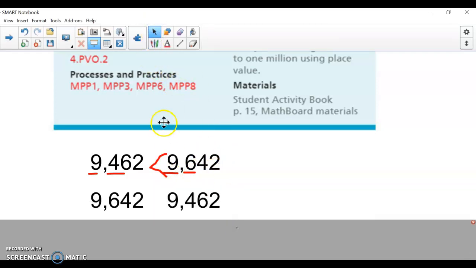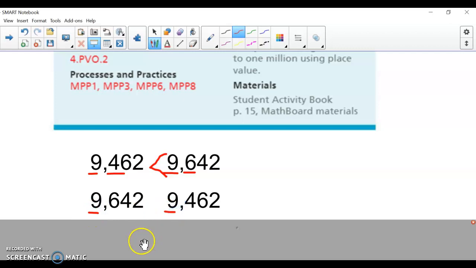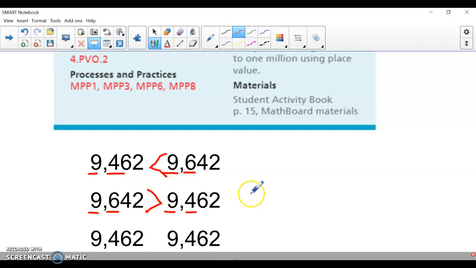Okay, let's try that again. Now, if we have 9,642 on this side, we would say 9 in the thousands place, 9 in the thousands place. Once again, these are actually the same numbers, just flipped. So we have a 6 in the hundreds place and a 4 in the hundreds place. And so this time, instead of saying less than, we're going to use the greater than symbol. 9,642 is greater than 9,462.